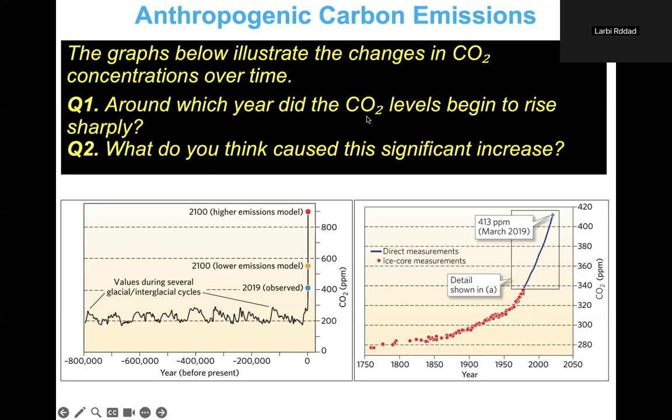So around which year did the CO2 levels begin to rise sharply? What do you think caused this significant increase? So here we can see that along these 800,000 years, the values of CO2 did not really go higher than 300. But right around here, it starts to go up sharply. And you can see it also here. What do you think caused such an increase?